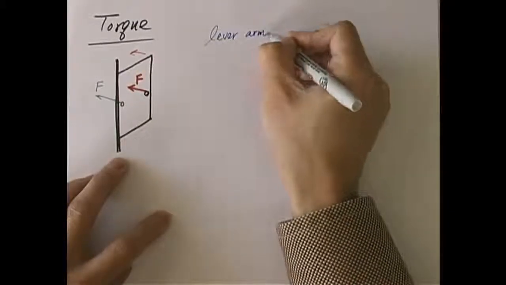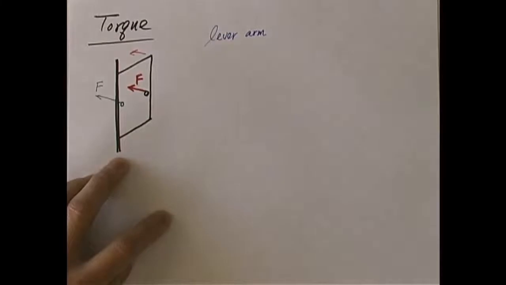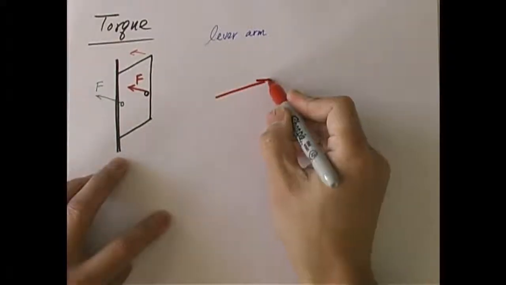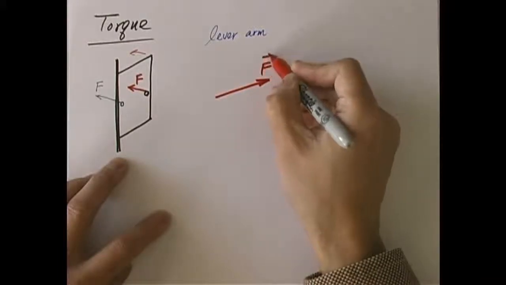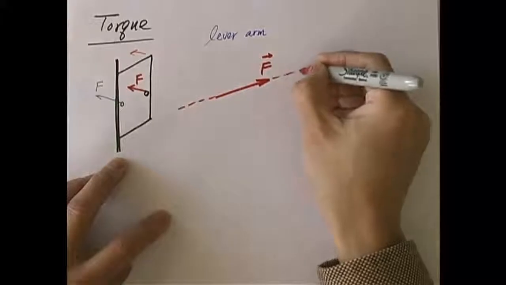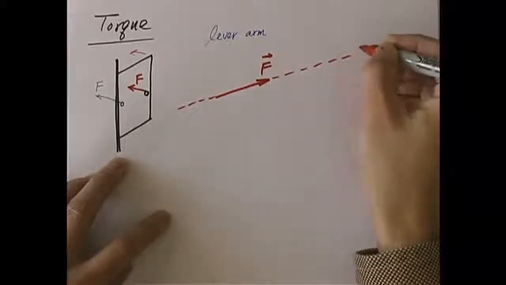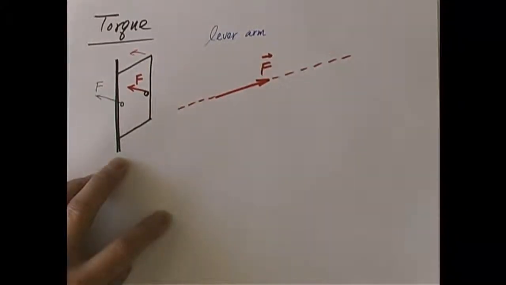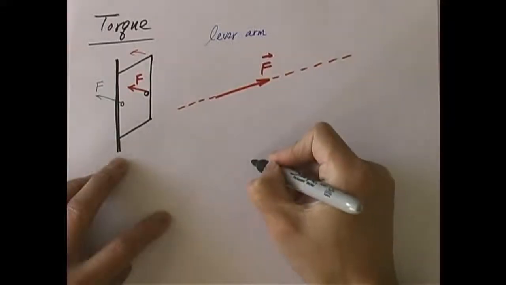So how is the lever arm defined? Suppose I have a force, F, and that force is along a certain line, which is called the line of action. That's called the line of action. And I have a point O.